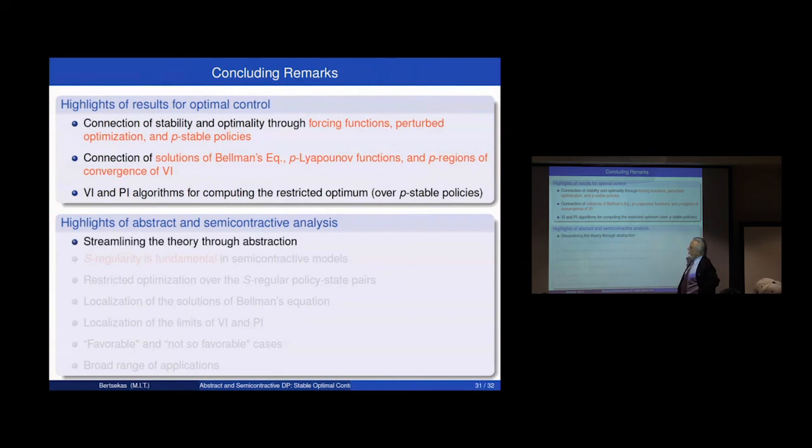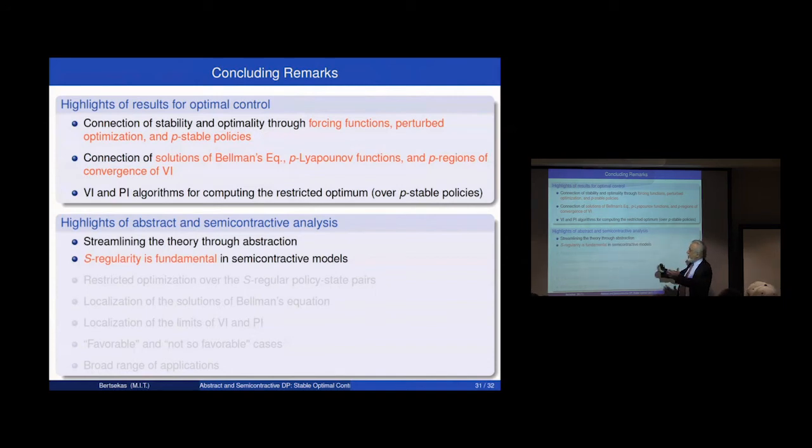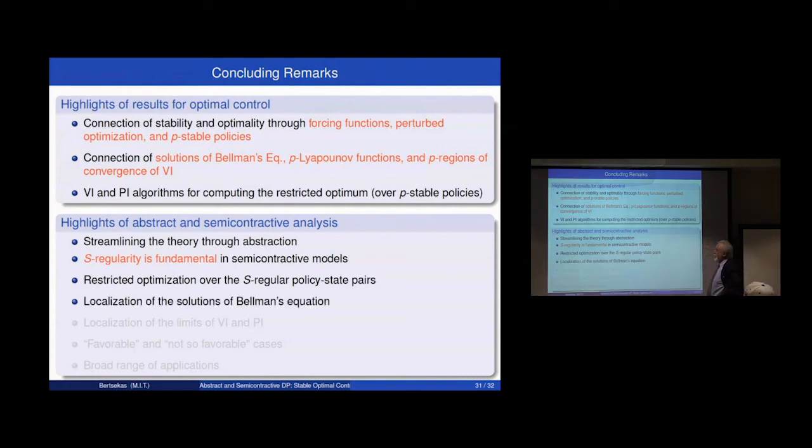For the general model, the idea is, again, to streamline the theory through abstraction, develop results in generality, and then specialize. The notion of S regularity lies at the heart of these semicontractive models. It deals with restricted optimization over the S-regular policy state pairs. Through these ideas, we localize a set of solutions of Bellman's equation. We place bounds on it and improve uniqueness if possible. And we also localize the limits of value iteration and policy iteration.